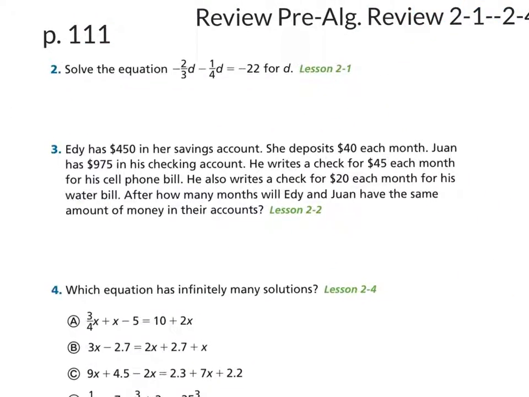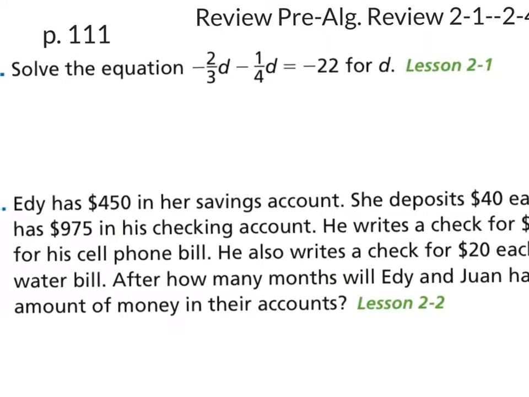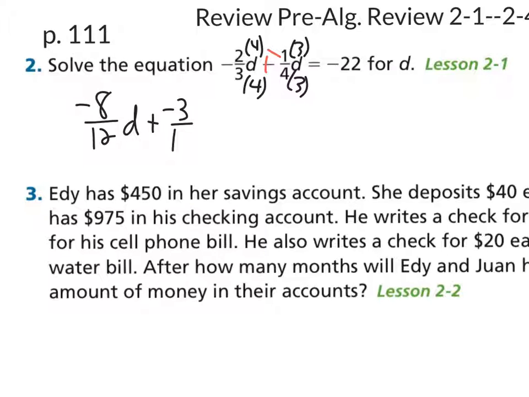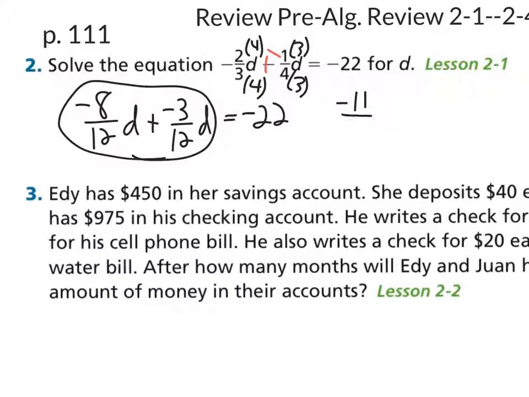So on page 111, number 2, they want us to solve this equation. If you wanted to, you can add the opposite here. We've got like terms we can combine. Before we do that, we'd want to get a common denominator of 12. So this would be negative 8/12 d plus negative 3/12 d. And then if we combine those together, that'd be negative 11/12 d.